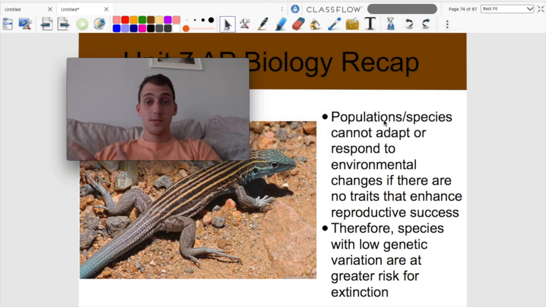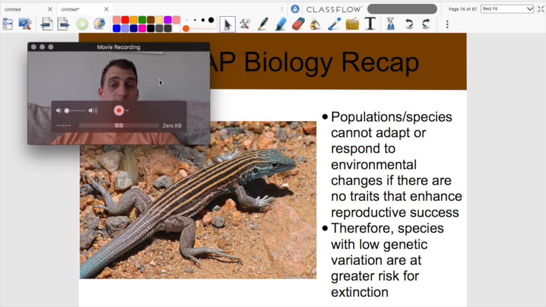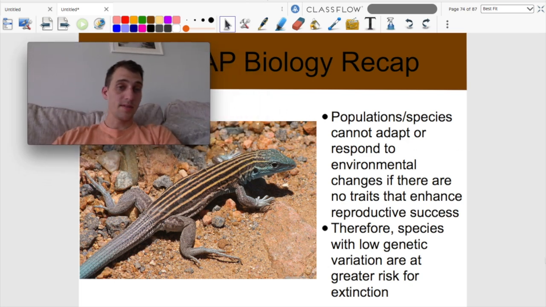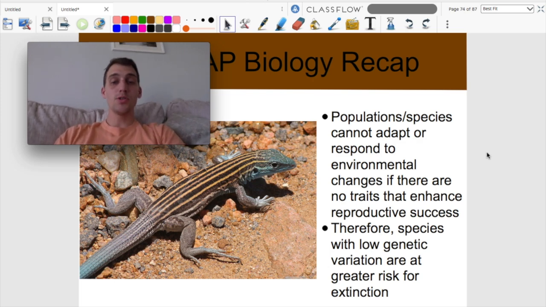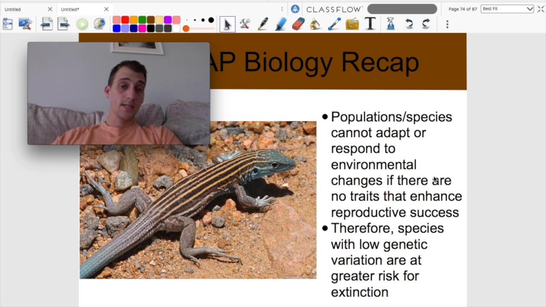So as I just said here, populations and species cannot adapt or respond to environmental changes if there are no traits that enhance reproductive success. If everybody's the same, nobody's going to be better suited for the environment, and therefore natural selection is not going to happen. So therefore, species with low genetic variation are at a greater risk for extinction. So two things about that.